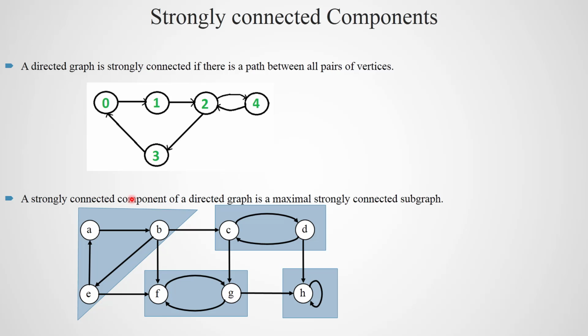So a strongly connected component of a directed graph is a maximally strongly connected subgraph. That means we can't say D by itself is a strongly connected component because we have to include C. The subgraph is always maximal. That means the subgraph must contain the maximum number of nodes or vertices.